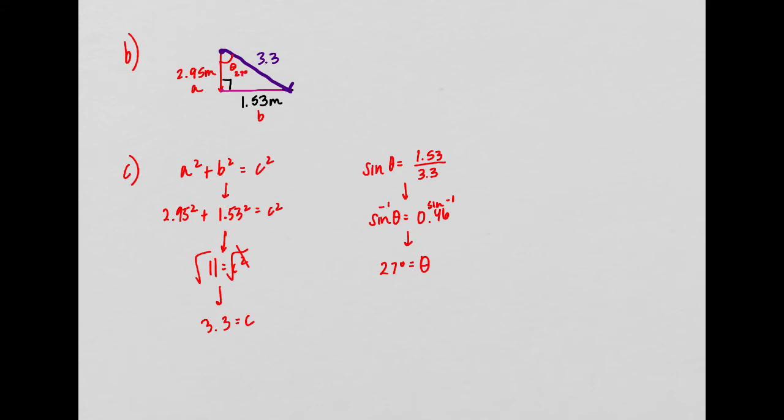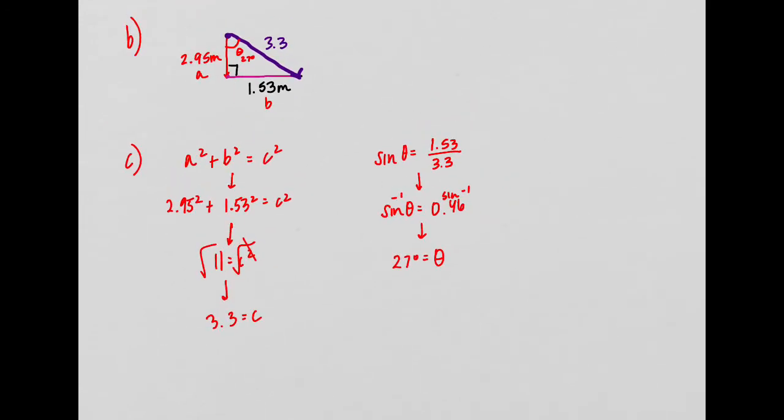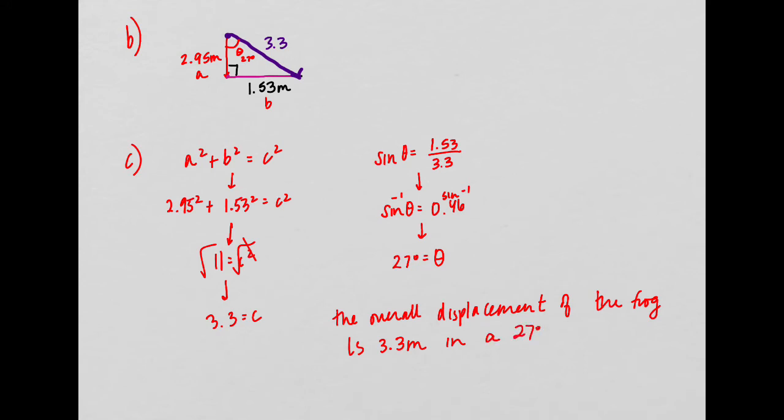Okay, so the way that I'm going to write my answer is that the overall displacement of the frog is 3.3 meters in, you could either say a 27 degree, this would be east of south direction, or you can say a 297 degree counterclockwise of east direction. All right, so either one of those would be correct.